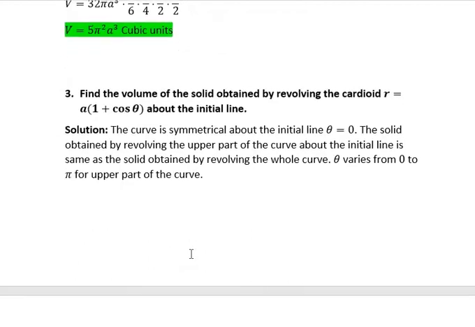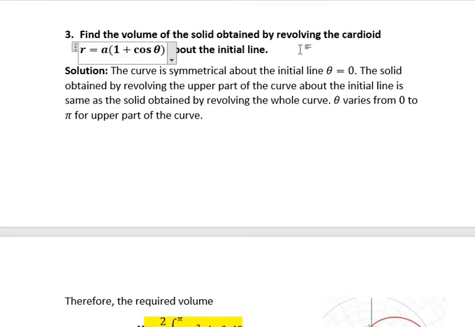Another problem we discuss. Find the volume of the solid obtained by revolving the cardioid r is equal to a into 1 plus cos theta about the initial line. Now the solution, the curve is symmetrical about the initial line, theta is equal to 0. So the solid obtained by revolving the upper part of the curve about the initial line is same as the solid obtained by revolving the whole curve. So theta varies from 0 to pi for the upper part.